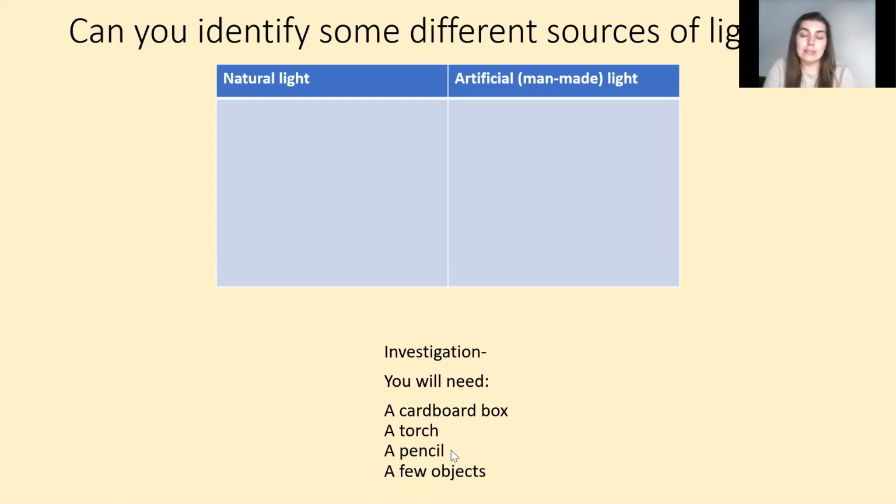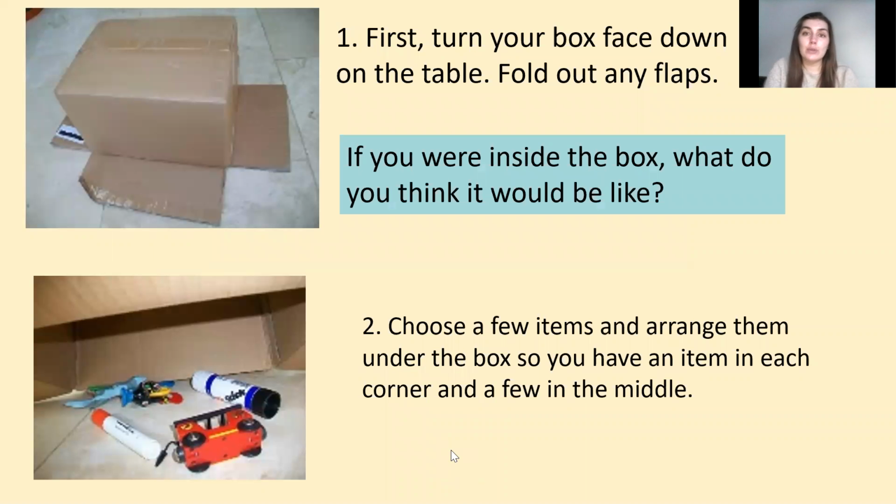In order to do this investigation, you will need a cardboard box, a torch, a pencil, and a few objects from around the house. So first of all, you're going to turn your box face down on a table or on the floor and fold out any flaps so your box is completely flat. And we want you to think about, if you were inside this box, what do you think it would be like? Can you tell someone at home?